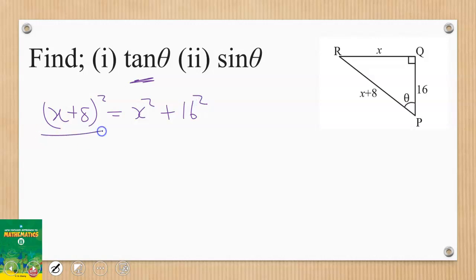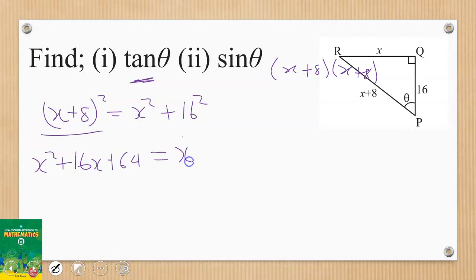Now we can expand this part. Take your time and go like x plus 8 times x plus 8. You end up getting an answer like this: x squared plus 16x plus 64 is equal to x squared here plus 16 squared will give us 256, right? 256. Okay.